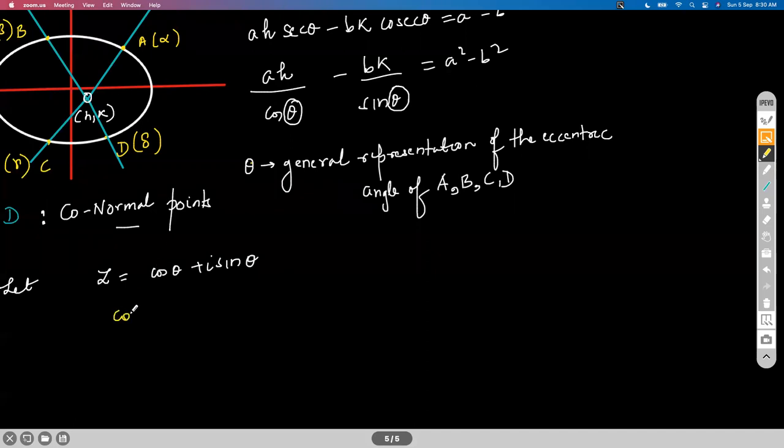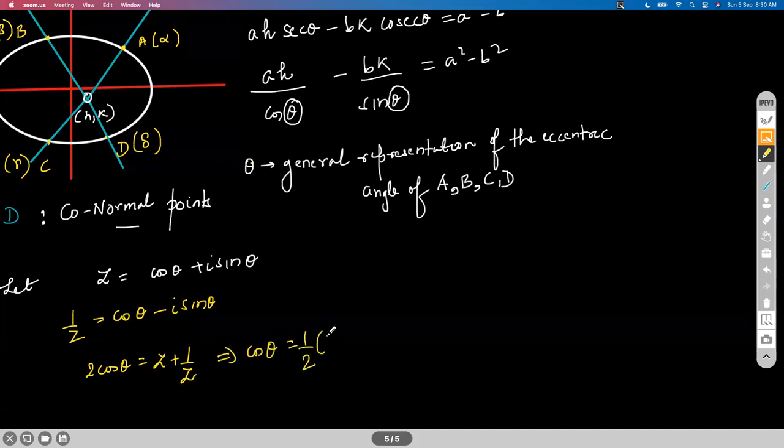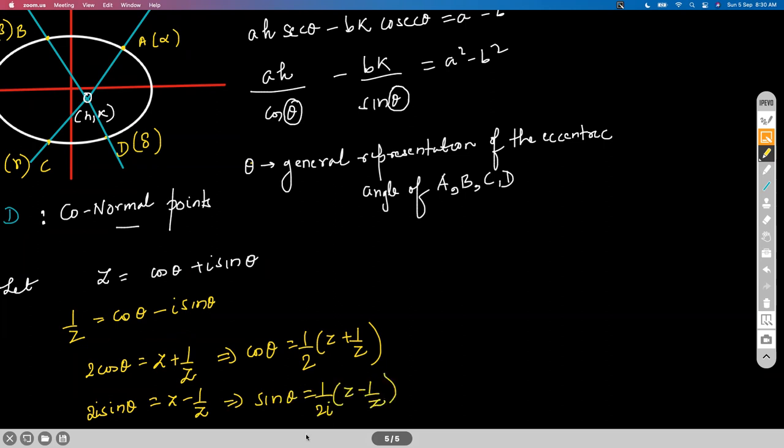So cos theta minus i sine theta is 1 by Z. So if you add them, you get 2 cos theta as Z plus 1 by Z. That means cos theta is half of Z plus 1 by Z. Similarly, if you subtract them, you'll get 2i sine theta as Z minus 1 by Z. That is to say that sine theta is 1 by 2i times Z minus 1 by Z. Now, what I'm going to do is substitute these two in our equation of the normal.